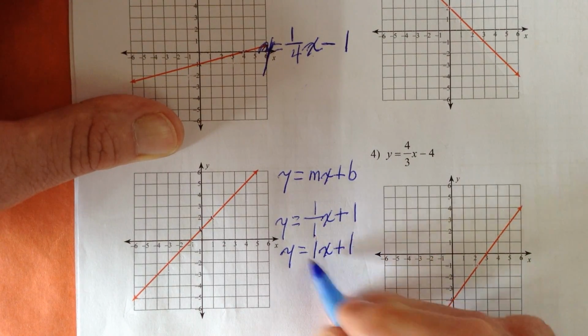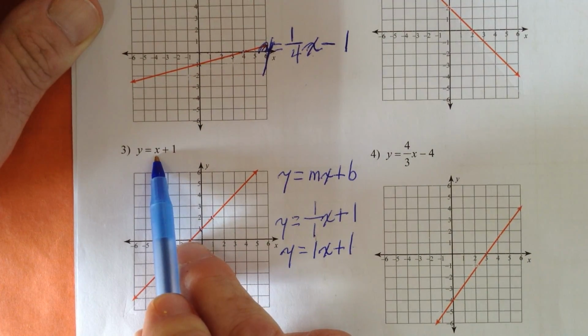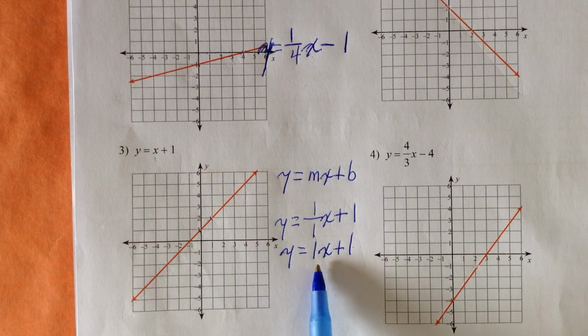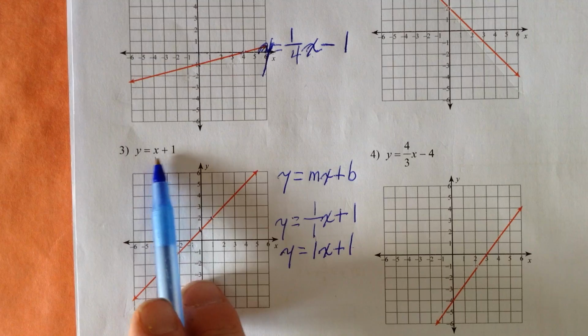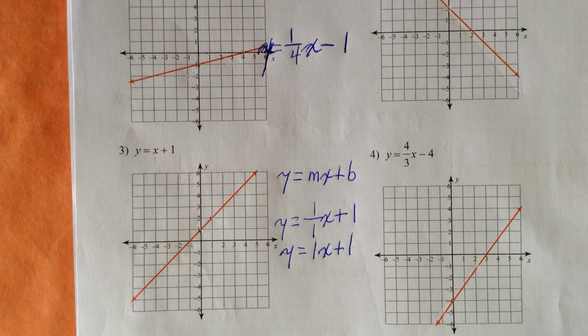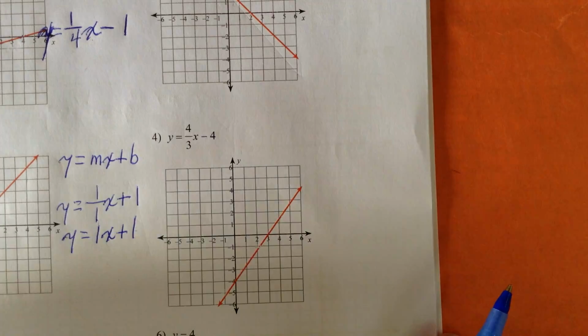Well, you can also write the 1x as just x. Okay, so that's how they get that, where you have y equals x plus 1. y equals 1x or x plus 1. All right, let's try number 4.